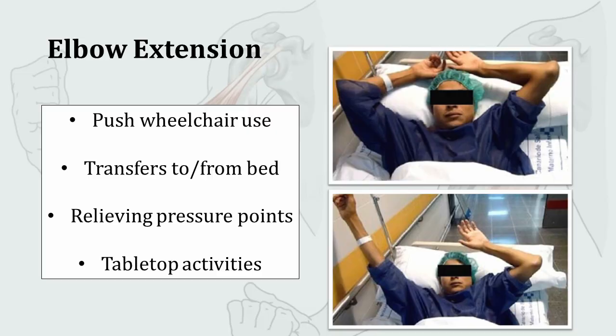It's important for pushing a wheelchair. It's important for transfers, relieving pressure points in bed. I think most importantly, it's important for tabletop activities. It is what opposes the biceps and the brachialis muscles, which tend to flex the arm and really positions the hand accurately in space.